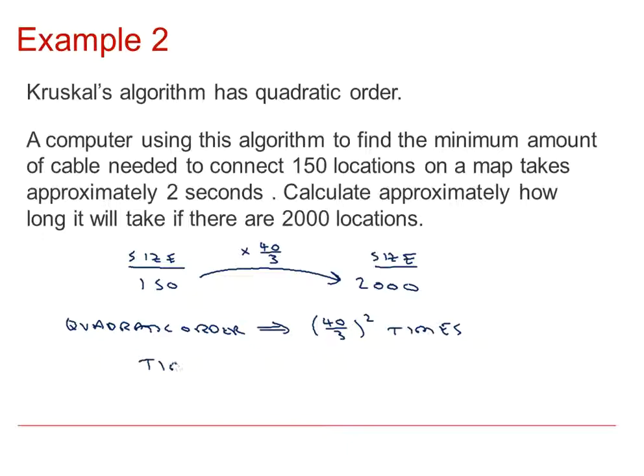So in order to work out the time for this new problem, the 150 location problem takes 2 seconds. Therefore we need to multiply by 40 over 3 squared, because it's quadratic so we need to square the size factor, 40 over 3, and that gives us an approximate time of 356 seconds to the nearest second.